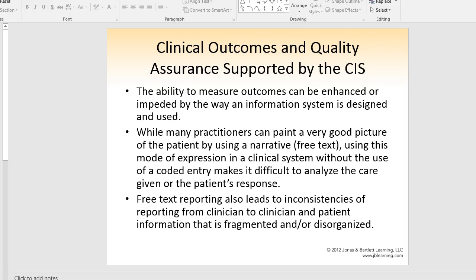So while many practitioners can paint a very good picture of the patient by using a narrative, that's great. Using this mode of expression in a clinical system without the use of a coded entry makes it difficult to analyze the care given or the patient's response.